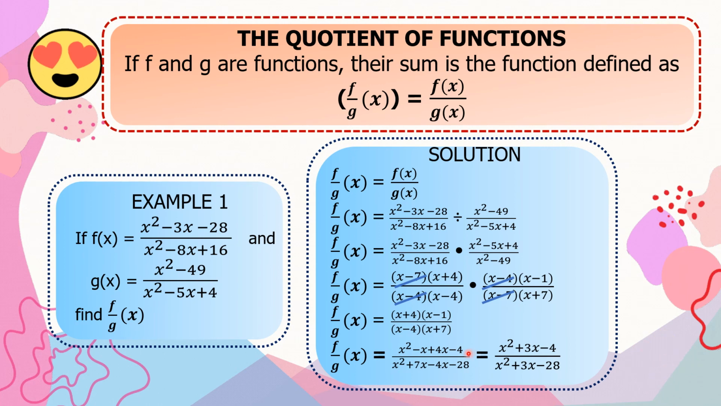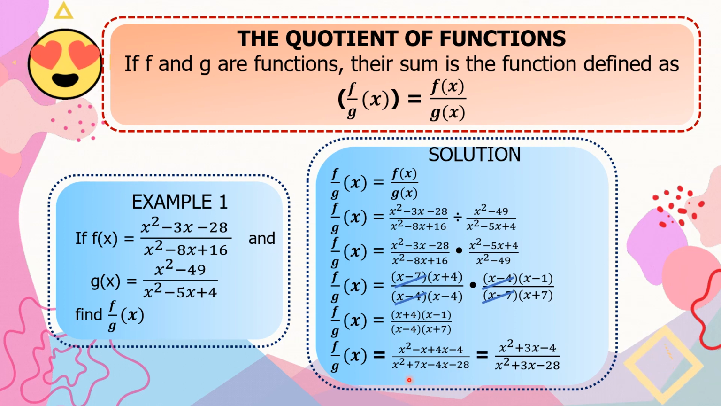Now, let's check if there are common or similar terms in the numerator. We have the negative x, which is similar to positive 4x. So, let's combine them. Combine means add. So, we copy the x squared first since it has no similar term. Then, we combine negative x plus 4x. Negative x plus 4x is equal to positive 3x. Then, our negative 4. So, in the numerator, x squared plus 3x minus 4.